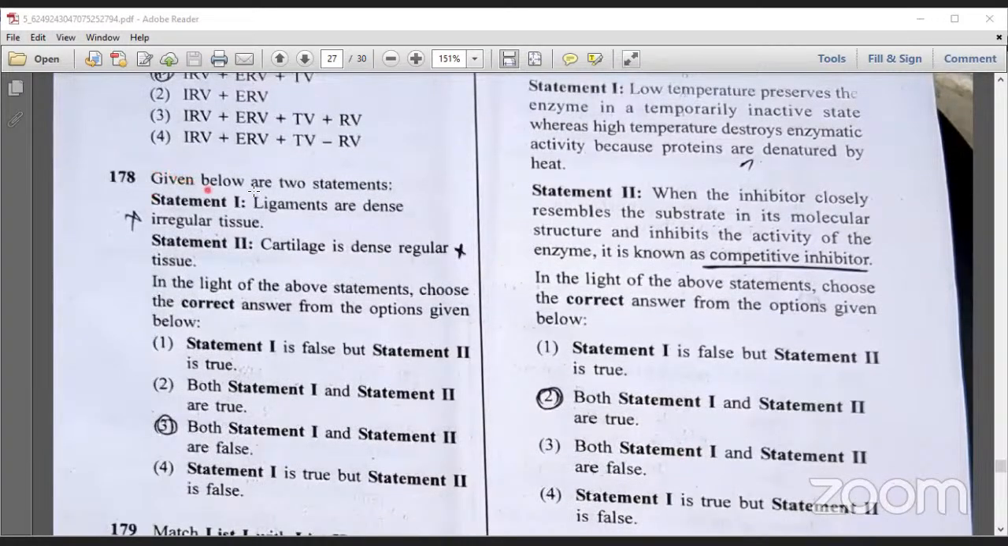And vital capacity of a lung is IRV, inspiratory reserve volume, plus expiratory reserve volume, plus tidal volume. And 178, ligaments are dense irregular tissue. When we talk about tendons and ligaments, they won't fall into this dense irregular tissue. And statement 2, cartilage is a dense regular tissue. We know cartilage is a specialized connective tissue. So both the statements are not true.